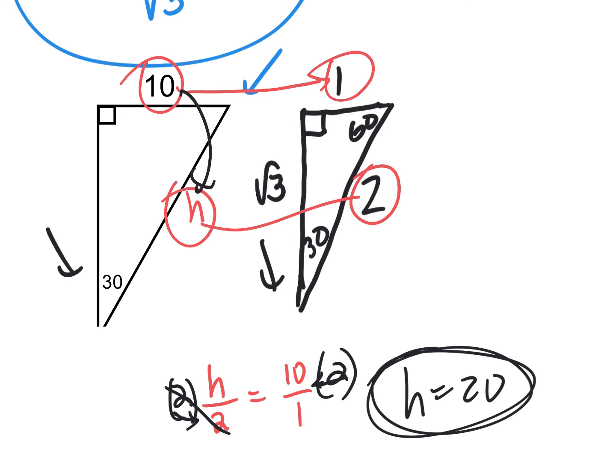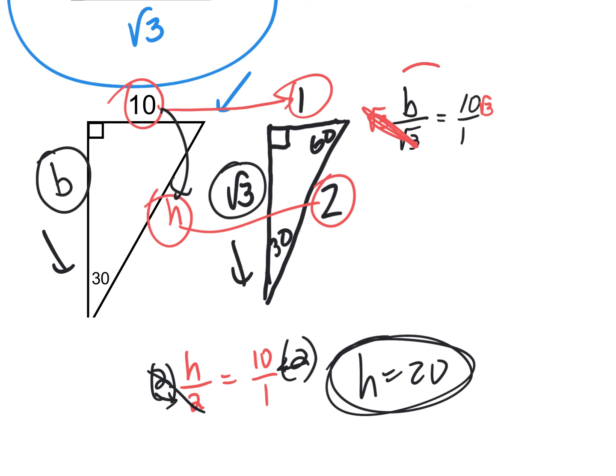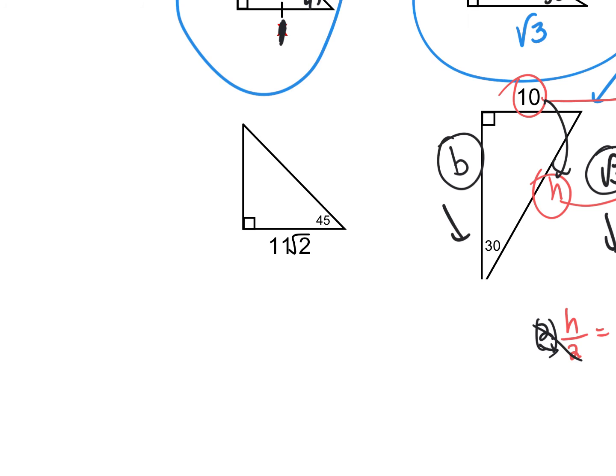But that way won't work nearly as well for figuring out this side. So let's say I wanted to say this side is called B. Could call it Q, I could call it anything, but I'm choosing to call it B. Well then, I would go B is to what? B is to the square root of 3 as 10 is to 1. So then I'd multiply by the square root of 3 on both sides, and I get B is 10 square roots of 3.